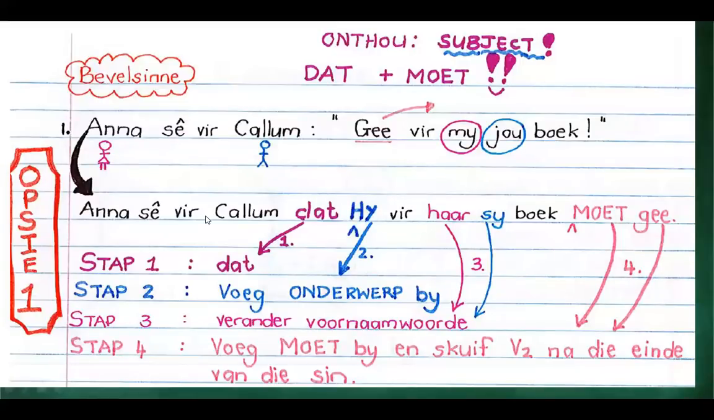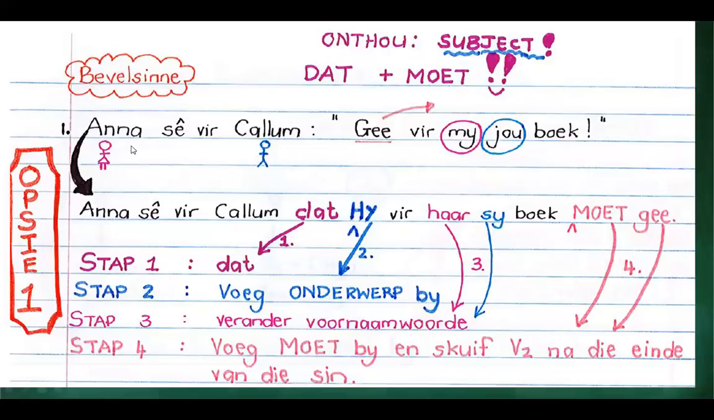Okay, now that's the FAL sentence. There's two ways that you can attempt writing instructions into indirect speech. I doubt that they will ask you a FAL sentence at the end of the year. I've never actually come across a FAL sentence at the end of the year, but it is important to know how to do it in case you might come across it in an exam.